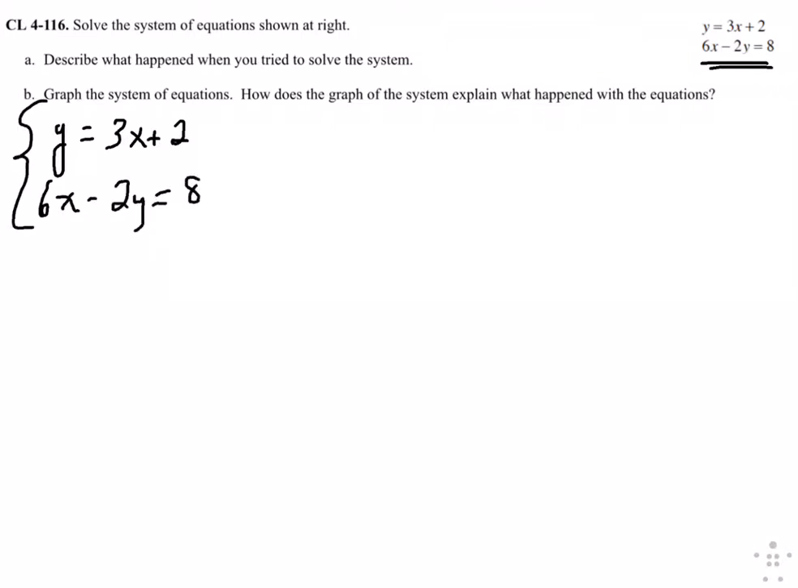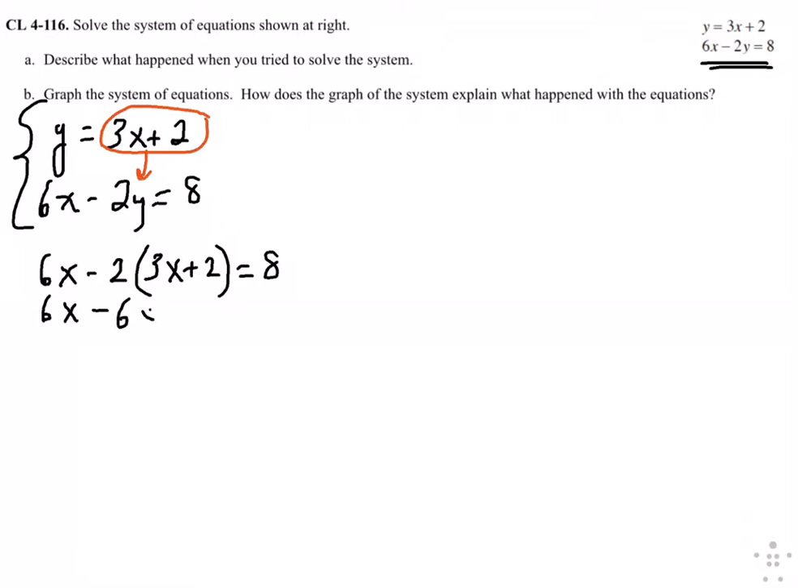So since it's kind of set up for us for substitution, I'm going to take that y and substitute it in there. So the bottom equation becomes 6x minus 2 times y, but I'm going to put in the 3x plus 2 equals 8. And then I'll distribute. So 6x minus 6x, negative 2 times 2 is minus 4 equals 8. 6x minus 6x is 0, so I have negative 4 equals 8.